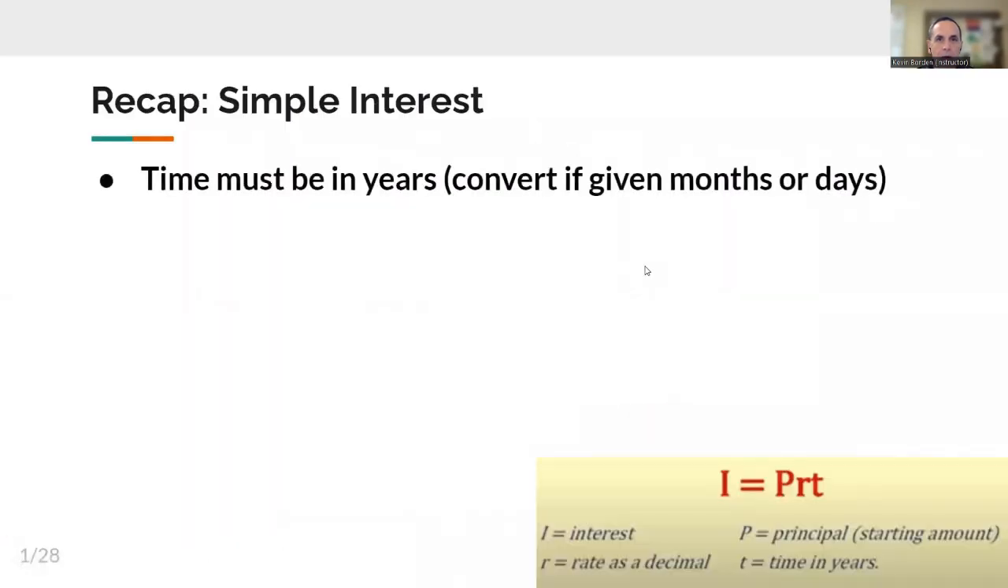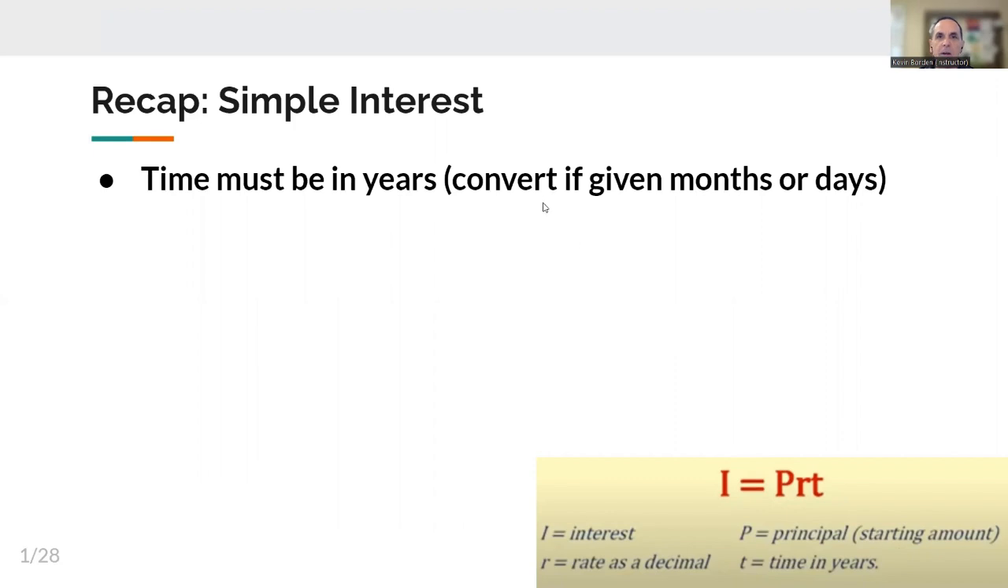All right, let's review that. Some important things to remember about this and put in your notes. First of all, you absolutely want this formula: I equals capital P times little r times T. And remember what each one stands for. I is the interest, r is the rate as a decimal, P is the principal, which you can also think of as starting amount because principal is a strange word. And T is time in years. It's really important that it be in years.